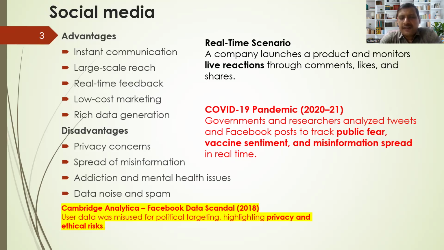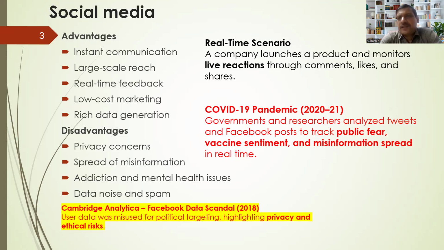Cambridge Analytica, the Facebook data scandal. User data was misused for political targeting, highlighting a privacy and ethical risk. This breach happened in the year 2018. A real-time scenario: a company launches a product and monitors the live reactions through comments, likes, and shares. That's what we have seen.